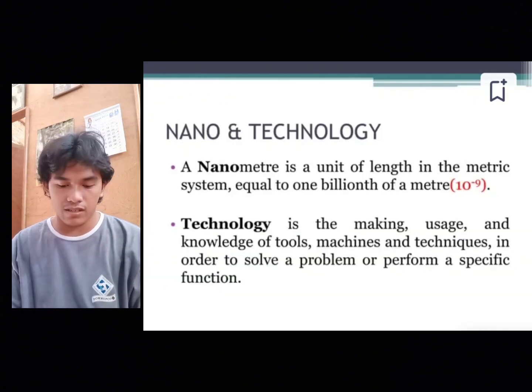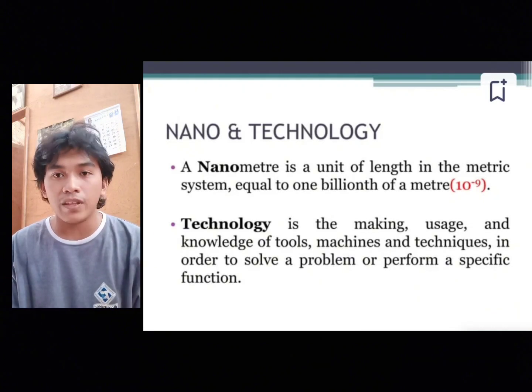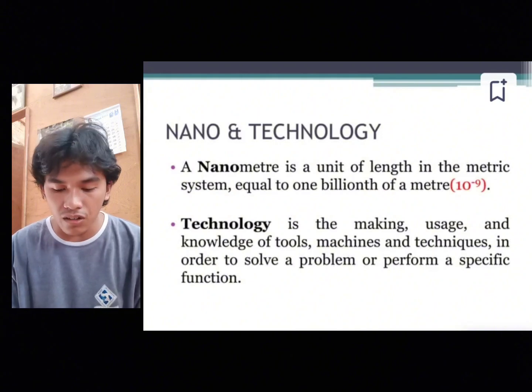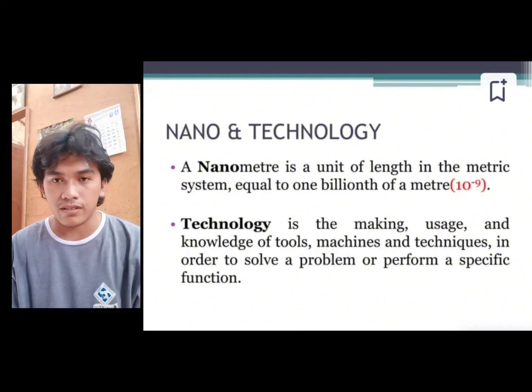Nano and technology. Nano is a unit of length in the metric system equal to 1 billionth of a meter, while technology is the making, usage, and knowledge of tools, machines, and techniques in order to solve a problem or perform a specific function.